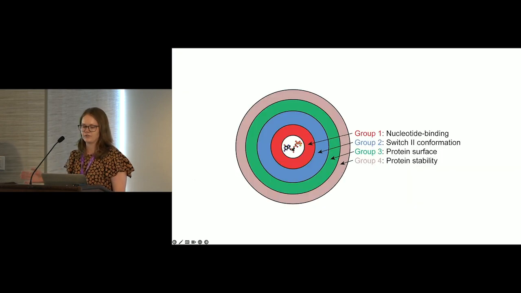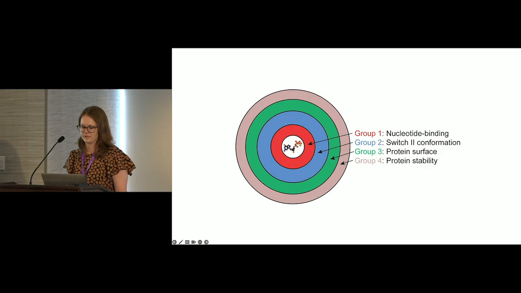Just to summarize, our structural modeling revealed that the disease mutants cluster to 4 different regions of the G-alpha protein. The first layer, so to speak, of mutants, or group 1 in red, are those closest to the nucleotide binding pocket and thus are likely to impair nucleotide binding. The second layer, or group 2 in blue, are those slightly further away from the nucleotide in the switch 2 region, and these are likely to impact G beta gamma dissociation. The third layer, or group 3 in green, are found furthest away from the nucleotide pocket on the surface, and these mutants are likely to impact effector interactions.